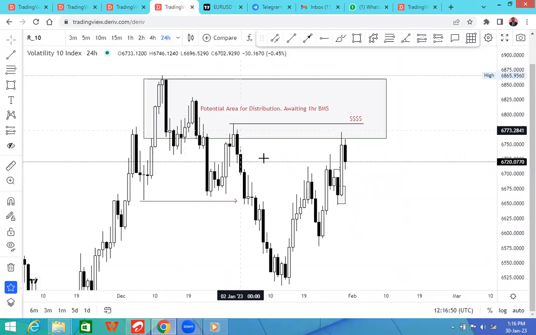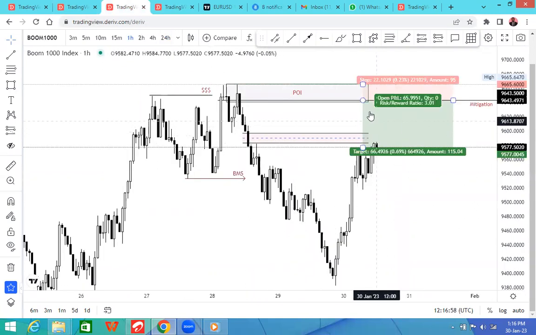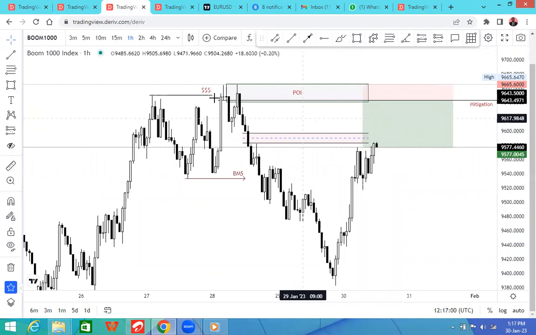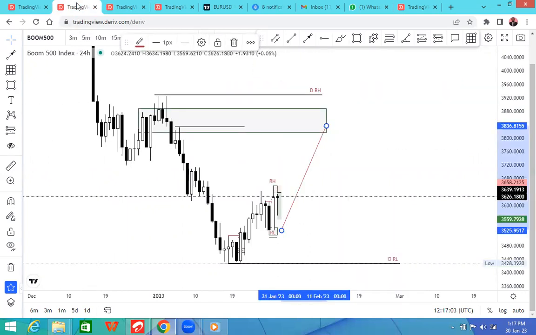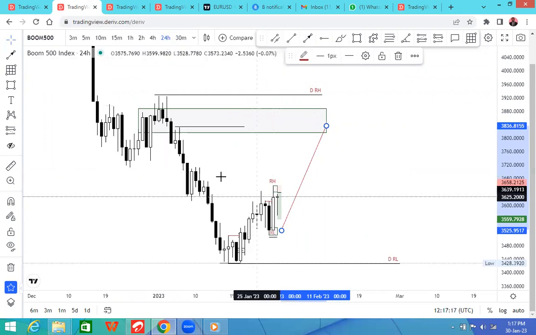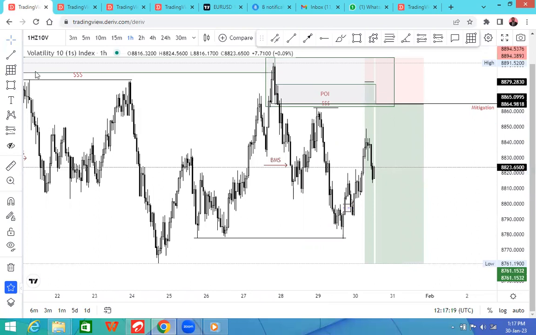On the 10, I'm expecting price to still push up, take out this liquidity, and then we buy. And then on the 1000, I'm expecting price to come to all of these, and then we sell. This is the 500 that we're analyzing. I'm expecting price here for the resell. But while I'm waiting for the main sell by structure, I want to play the H1 range and see if I can get some good risk reward from that place. I'm also expecting the 10s to give me a play within this zone. So I'm just watching out.